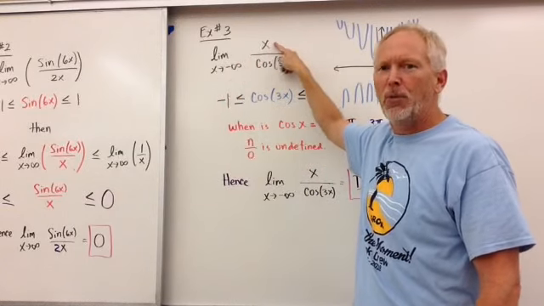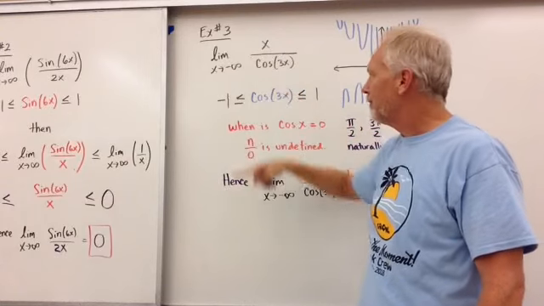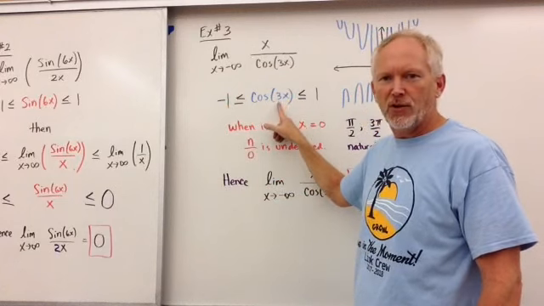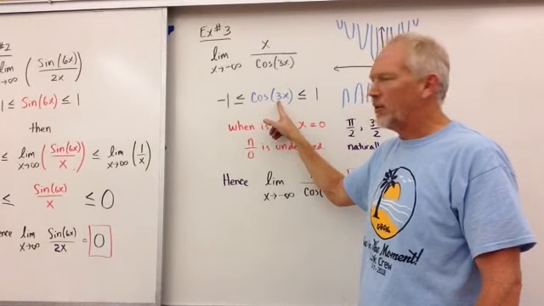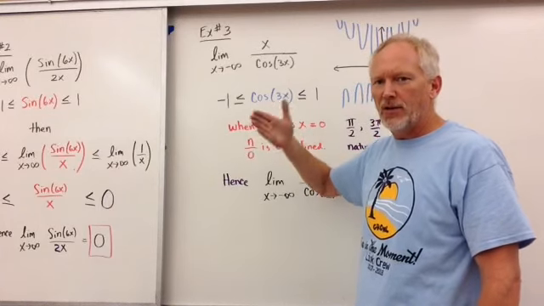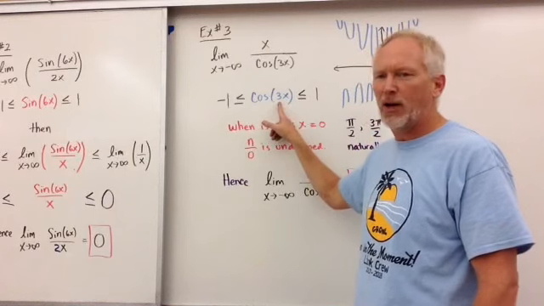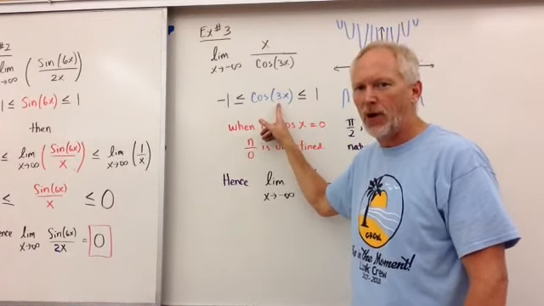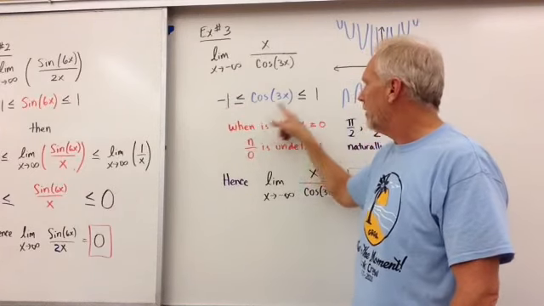Now we have an x in the numerator, and we have a cosine 3x in the denominator. Again, it doesn't matter what cosine 3x is doing. This changes the period, if you recall, and it makes it go faster. There are 3 times as many rotations in 0 to 2 pi as there are in a normal cosine of x. Still, negative 1 to 1, right?